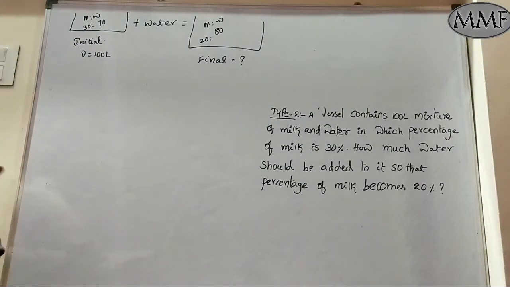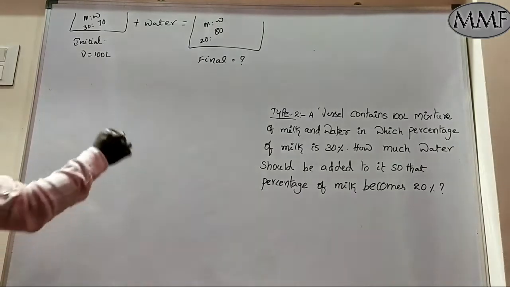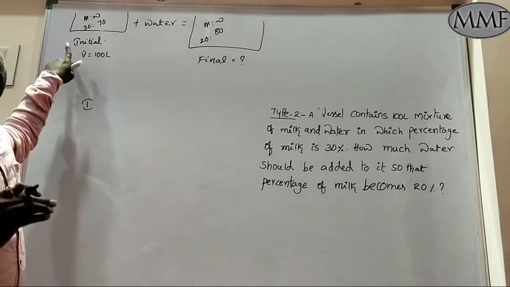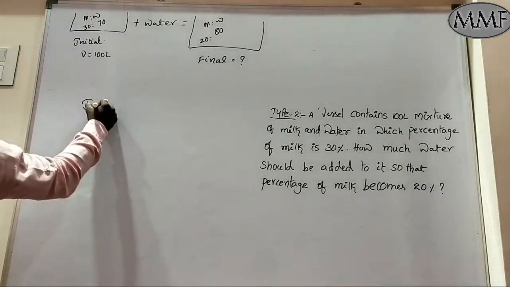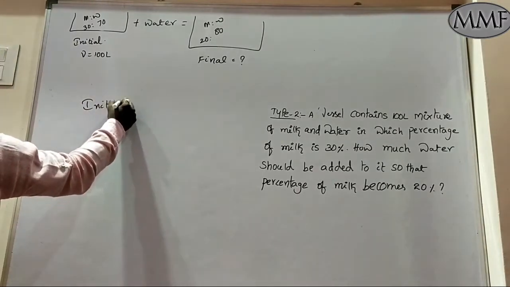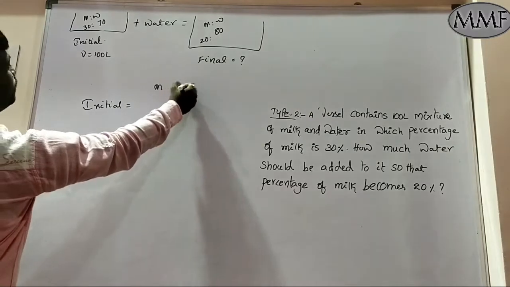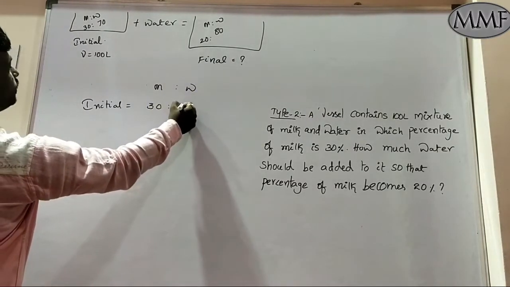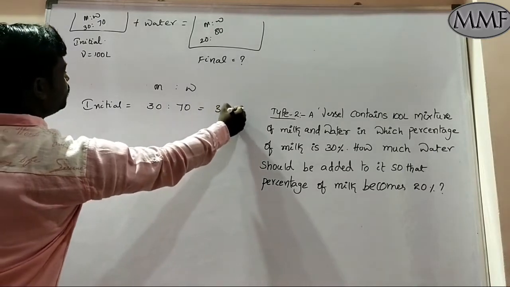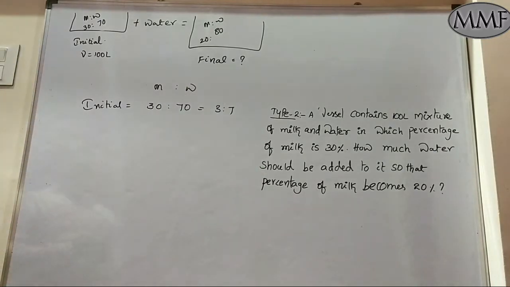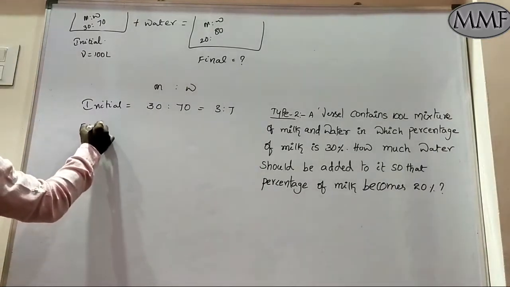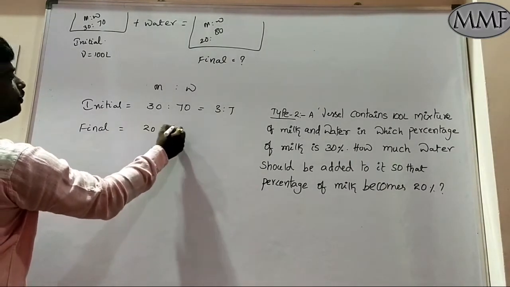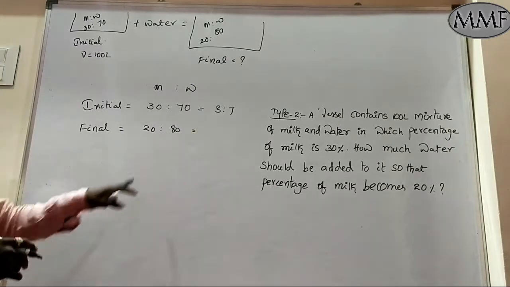Now I will tell you a very simple shortcut. Please listen. Here we are using the additive property or addition property. How will we use it? Let's see. Initial: what are you having? Initial milk and water. Milk is 30, water is 70. The ratio is 3:7. Clear? Then final: what are you having? Milk is to water. Milk is 20, water is 80.